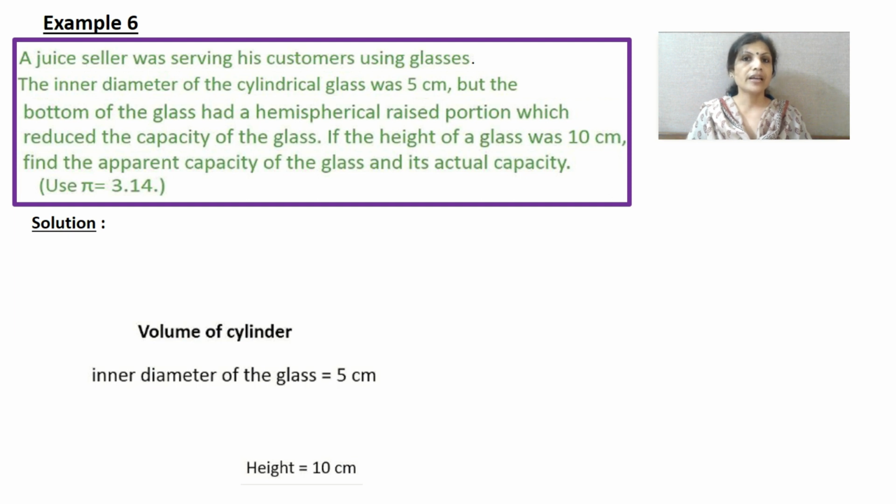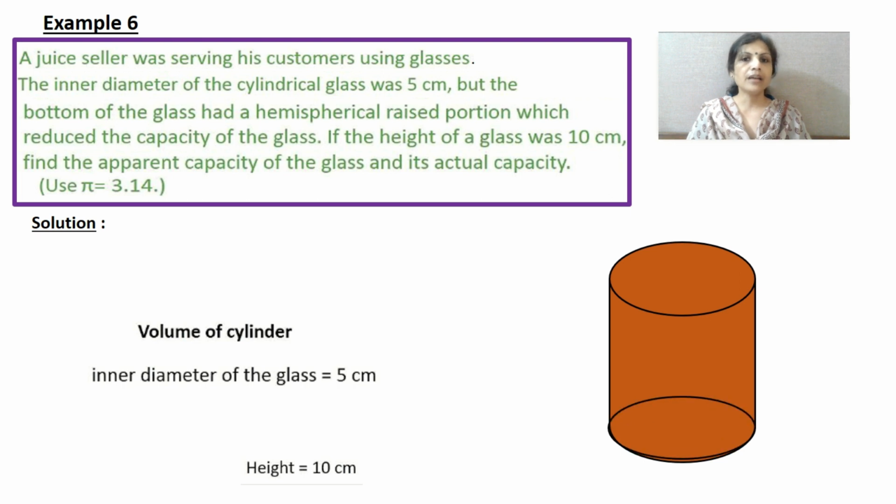Let's first try drawing the diagram for the sum so that it will be easy for us to understand this. So a juice seller was serving his customer into the glass which is cylindrical in shape. The inner diameter of the glass is given to us, which is 5 cm, and this cylindrical glass has a hemispherical raised portion at the bottom like this, and the total height of the glass is given to us as 10 cm. What we have to find is the apparent capacity and the actual capacity of the glass.